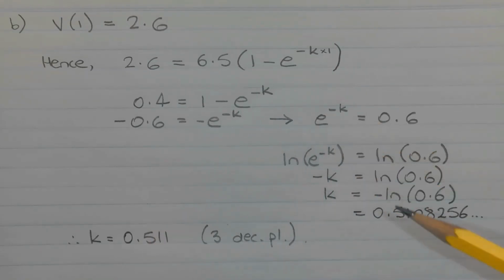Now we have base e here. We want to solve for k, so we can take the natural logarithm of both sides of the equation. So we get ln of e to the power of negative k is equal to ln of 0.6. So simplifying the left-hand side, we get negative k, and that's equal to ln of 0.6. Dividing both sides of the equation by -1, so we can isolate the k, we get k is equal to negative ln of 0.6, which evaluates to 0.5108256 and so on. But the question is asking for the value of k correct to 3 decimal places. Therefore, k is equal to 0.511 correct to 3 decimal places.